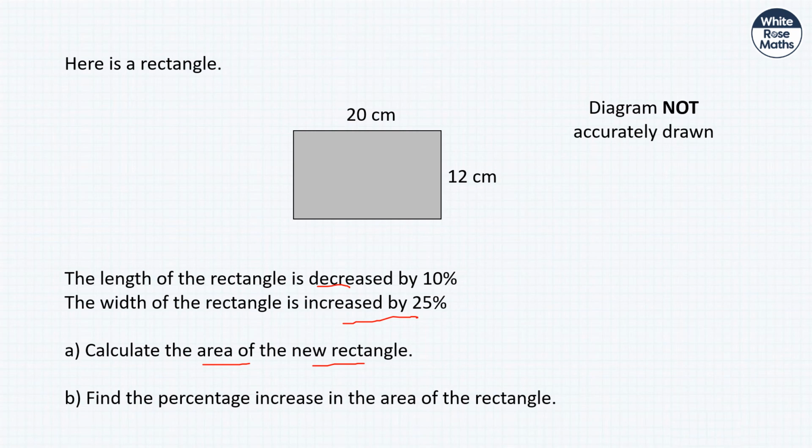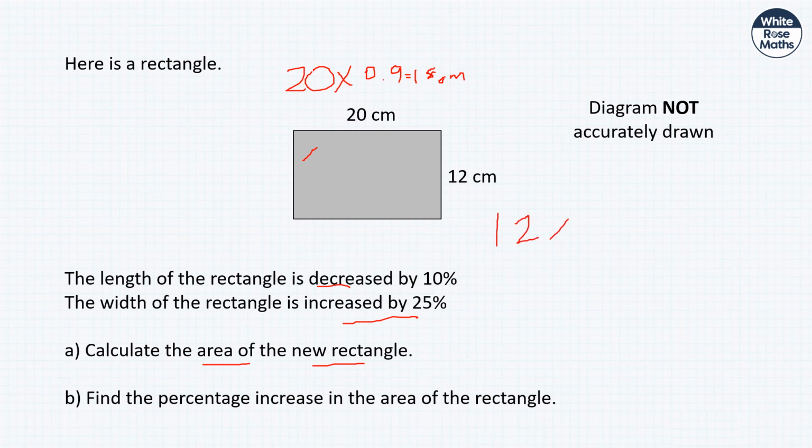That means I'm going to do 20 multiplied by 0.9, because I've taken off 10%. So I'm multiplying by the remaining 90%, and 90% as a decimal is 0.9. Working this out, I'm going to get 18 centimeters. So 18 centimeters.